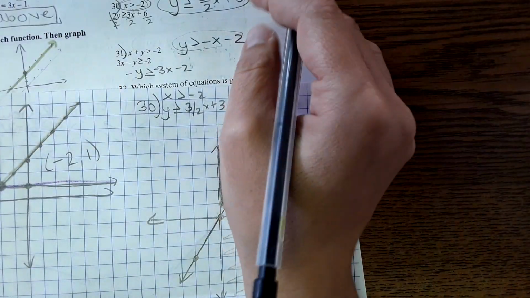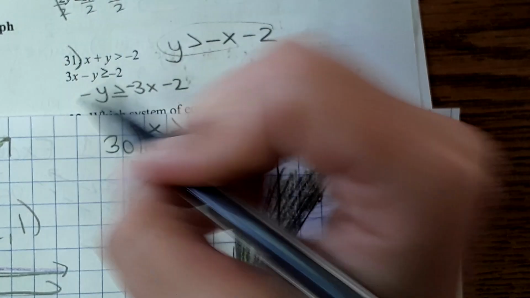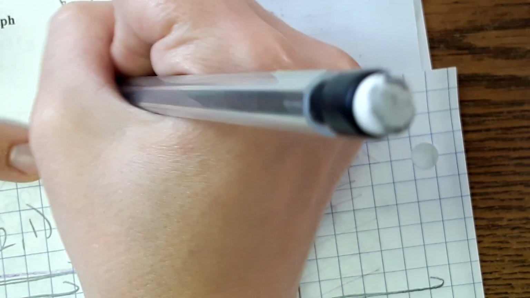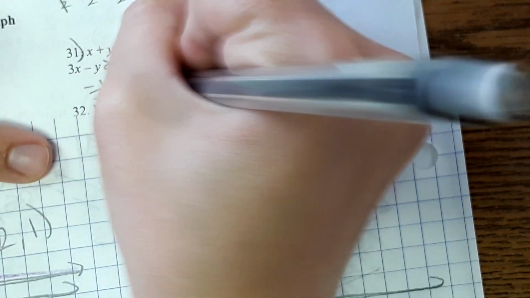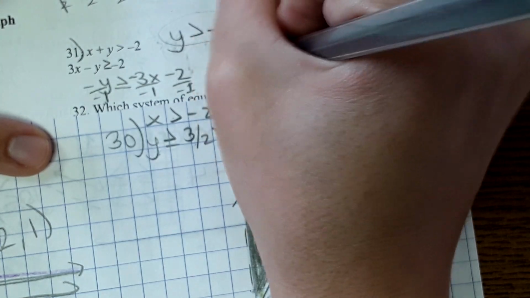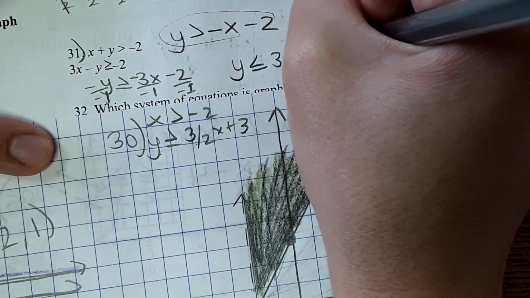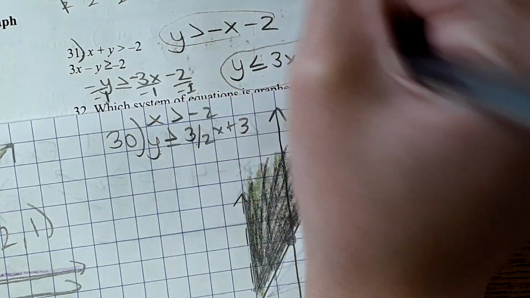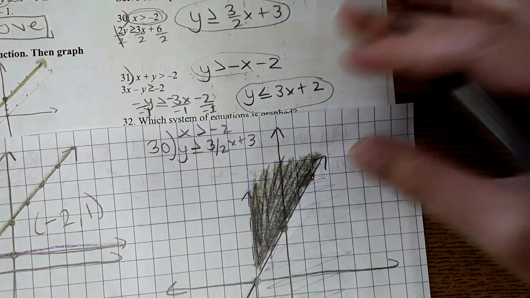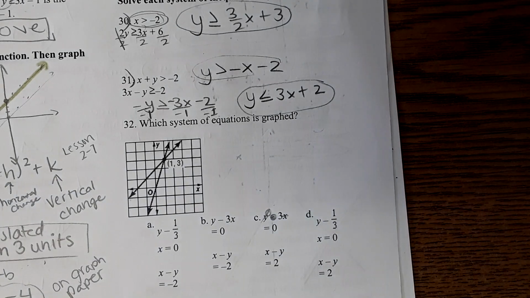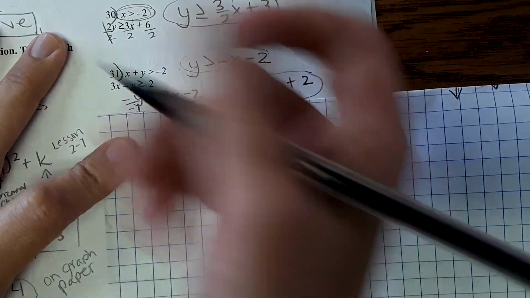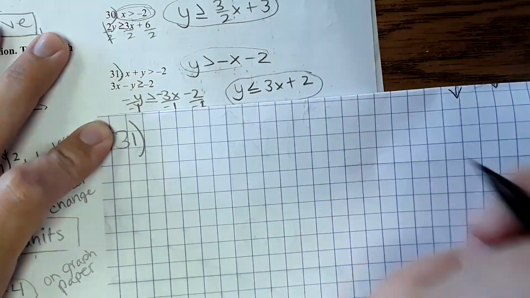This one, I can't have that negative y. And when I divide by negative, we're going to have to turn the sign in the other direction. Okay, so there's our 2 equations we're going to graph for 31. I'm going to fold my paper so that I can get it both in the same frame.